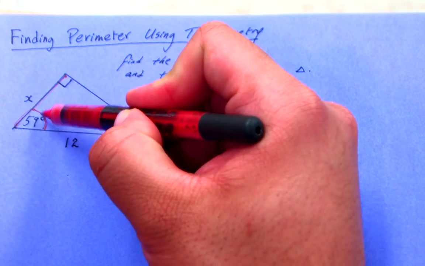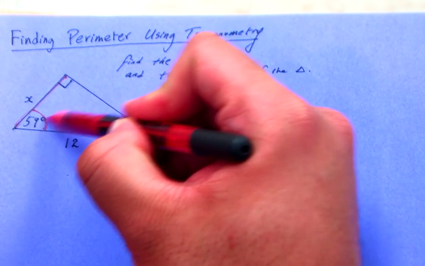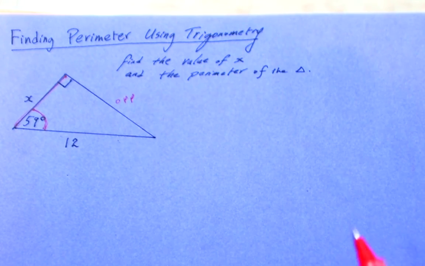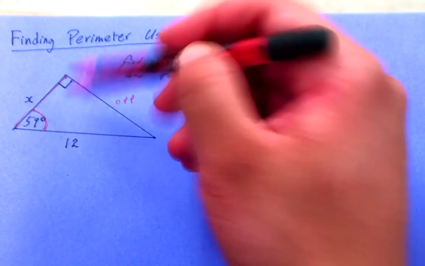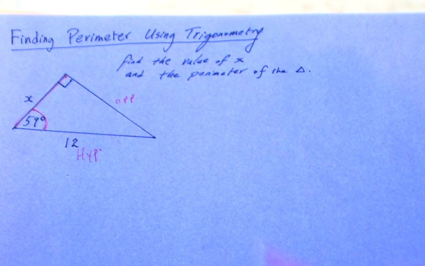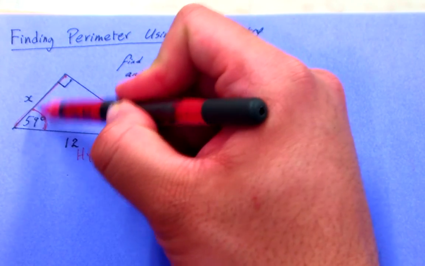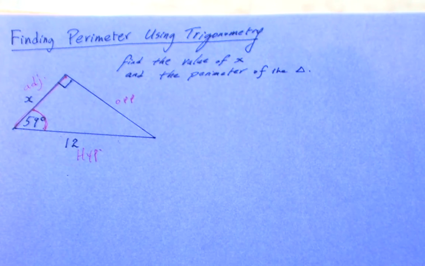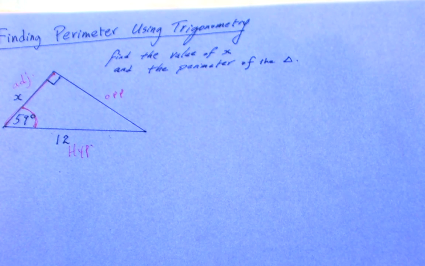From this angle of reference, the opposite would be directly across, so that's going to be my opposite side. My hypotenuse is directly across from 90, and that's invariant to what the angle of reference is. And my adjacent side, relative to the 59 degrees, is this x right here. So opposite, hypotenuse and adjacent labeled as such.